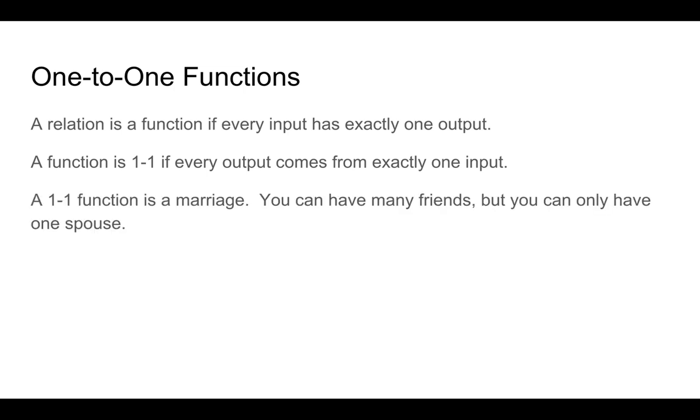Okay, a one-to-one function is like a marriage. You can have as many friends as you want, but you can only have one spouse. If you know the x, you know the y. If you know the y, you also know the x.